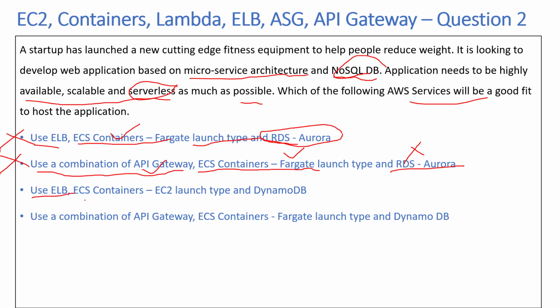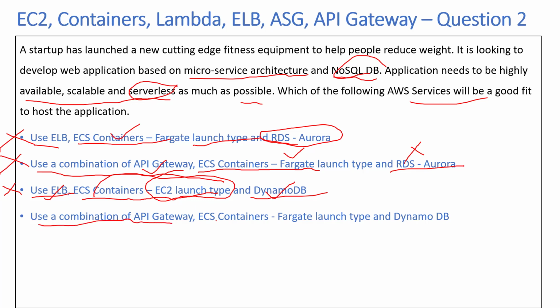So you have the use ELB. You have the ECS containers with EC2 launch type. Okay. And the third one is you have the DynamoDB. Okay, so this fits the bill. So it's a NoSQL database. ELB is fine, but here you can see EC2 launch type in the containers. It is not serverless. Again, so this is not the right fit. Then you have the last combination.